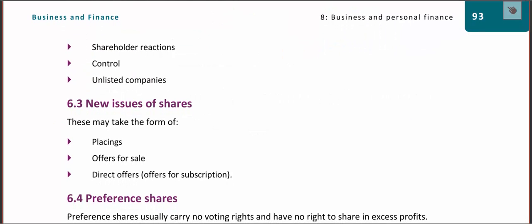Shareholder reactions. The problem is, I kind of sold the rights issue as a good thing in the sense that you can maintain control, but really you're forcing your shareholders to buy more shares, and that's because they're unlikely to want to lose the amount of control that they currently have. So you're basically forcing them to do that. Control shouldn't be too affected as long as everyone takes up their rights, but if you don't have the money to take up your right, that means you're going to lose control.